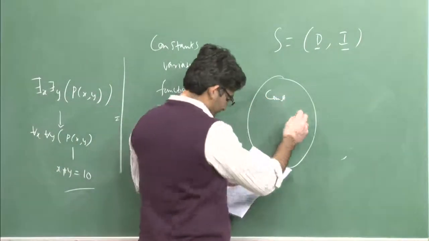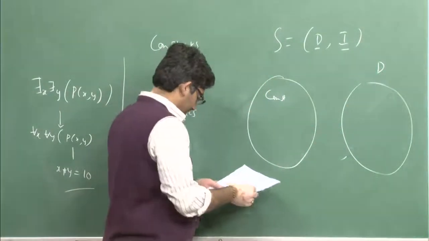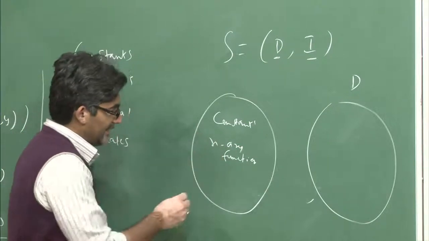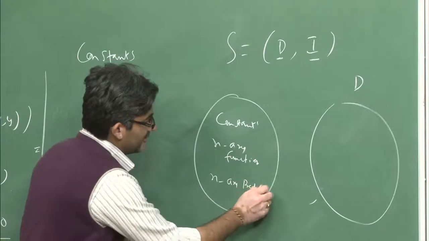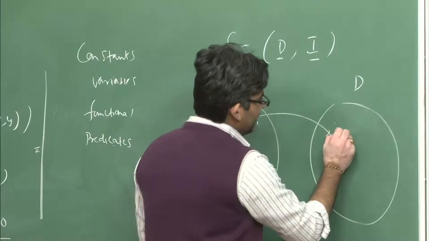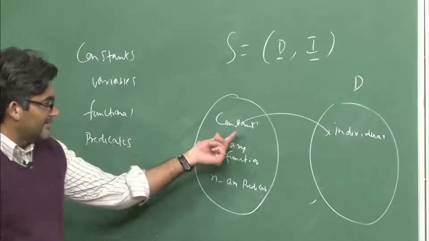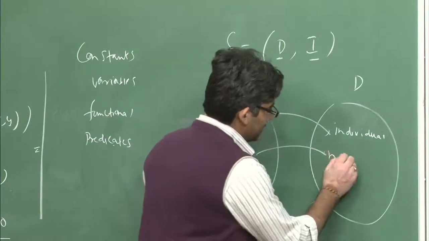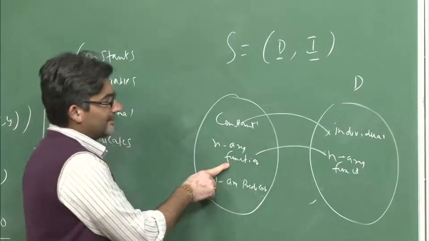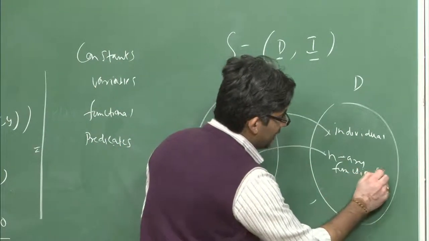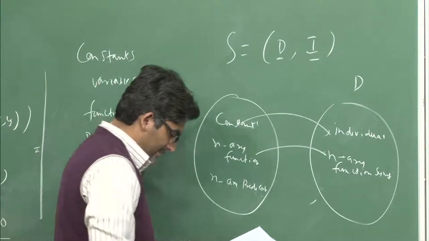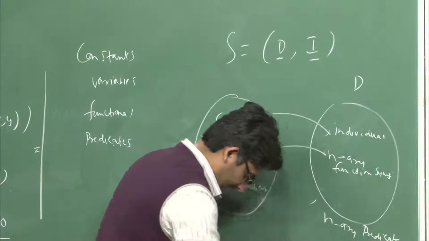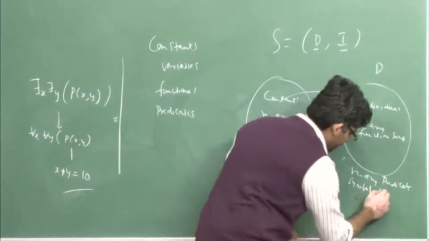So now you have constants, this is a domain, n-ary functional symbols. We have seen what we mean by these constants, n-ary functional symbols and n-ary predicates. And each one is mapped to some kind of individual in the domain. That means we are assigning values to constants, n-ary functions and n-ary predicates. For each n-ary function that exists in the domain, you have a corresponding n-ary functional symbol, and for each n-ary predicate symbol, you have a predicate symbol to function.